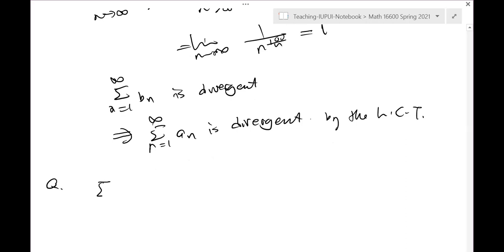Then how about this one? Here's n, natural log of n plus 1, and the cube.